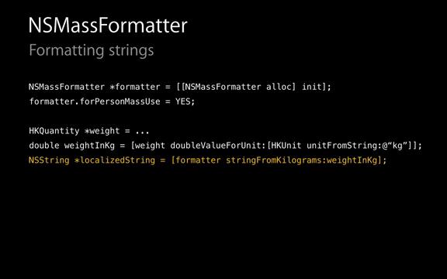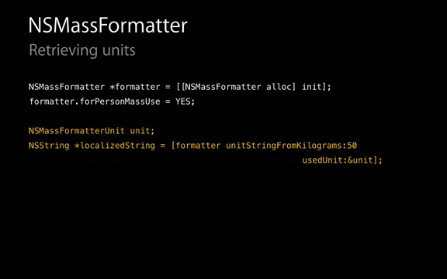This works great if all you're doing is putting a value in a label, but oftentimes you need to know which unit was actually used. To support this, you can pass an NSMassFormatterUnit pointer to your formatter, and it will be filled with whatever unit was used by the formatter.